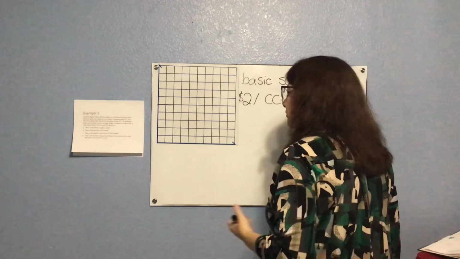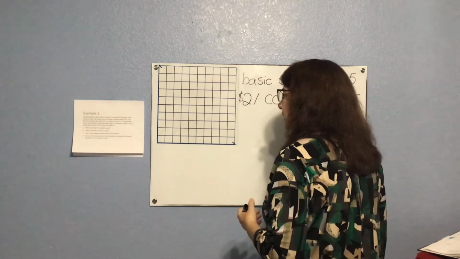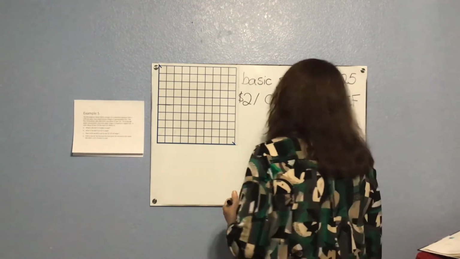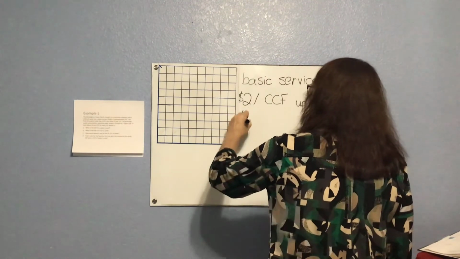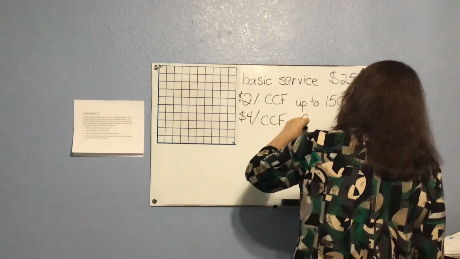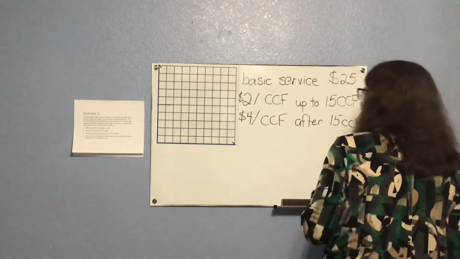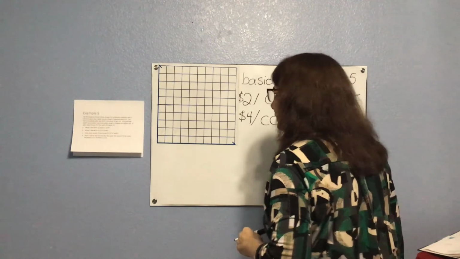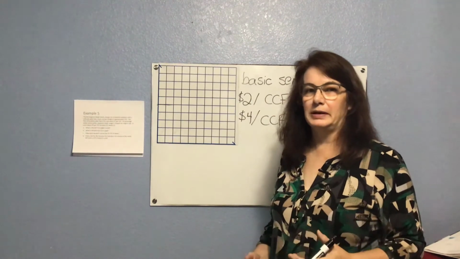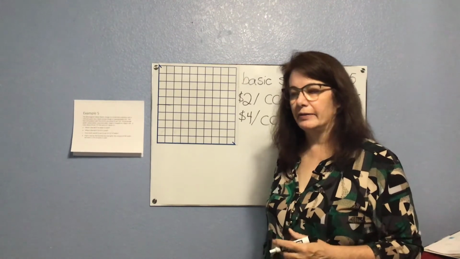Okay, now here comes the extra charge. To encourage water conservation, excessive water usage is charged at a higher rate. It costs about $4 per CCF for a CCF above 15. So we're going to say $4 per CCF after 15. Okay. And first we're going to answer a couple of questions about just what is the bill, so that you can kind of get an idea of where we need to graph.